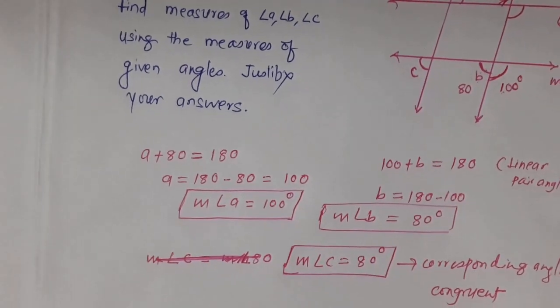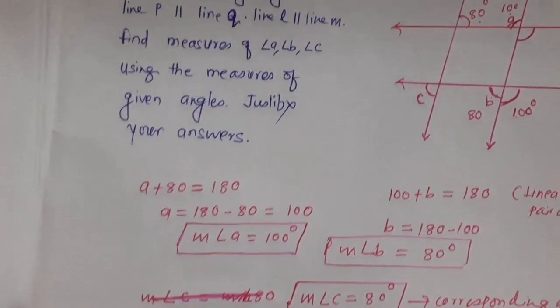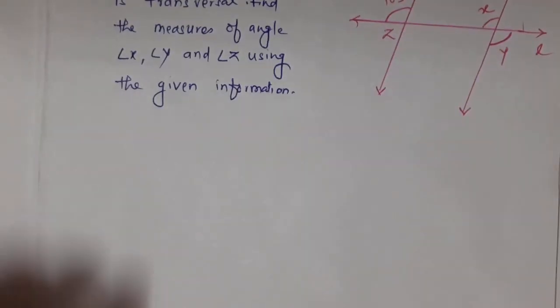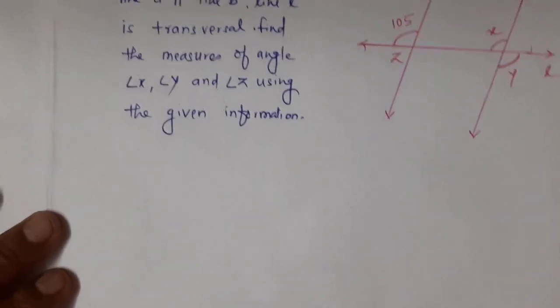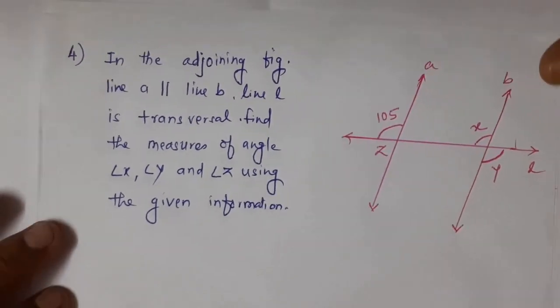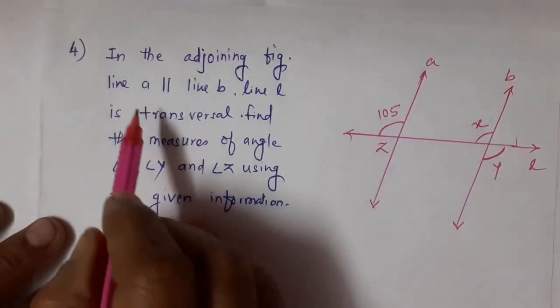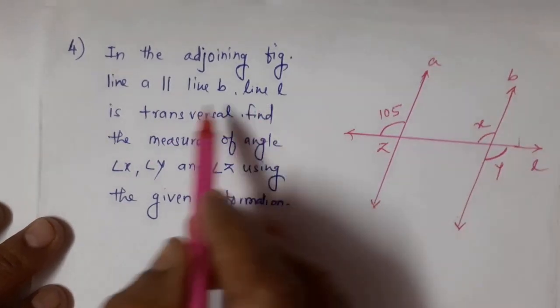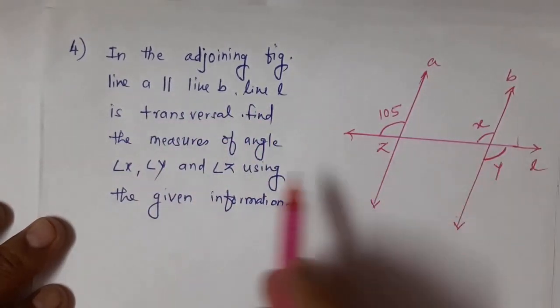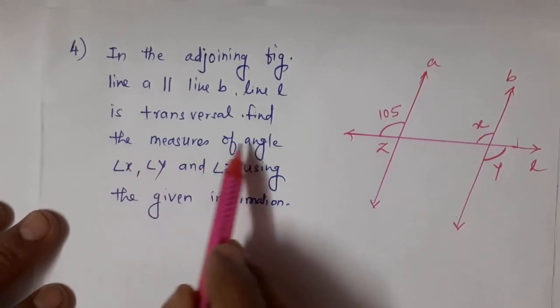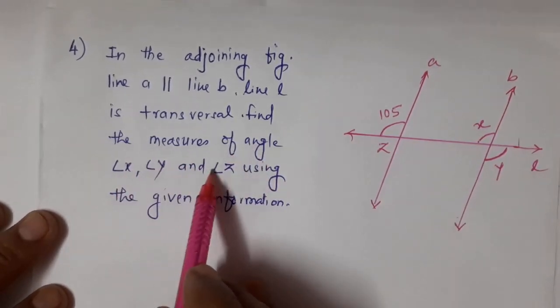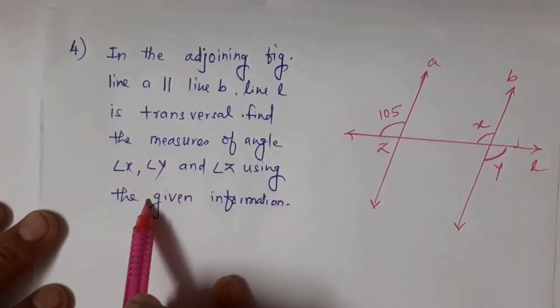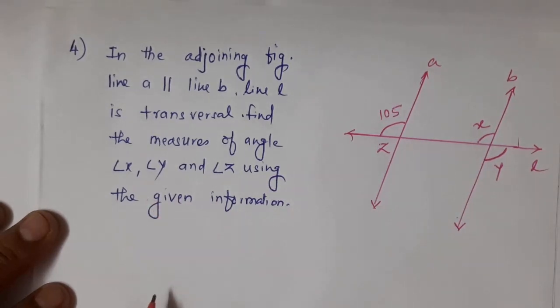Then you have to find the fourth example, or fourth exercise. In the adjoining figure, line A is parallel to line B, and line L is the transversal. Find the measures of angles X, Y and Z using the given information.